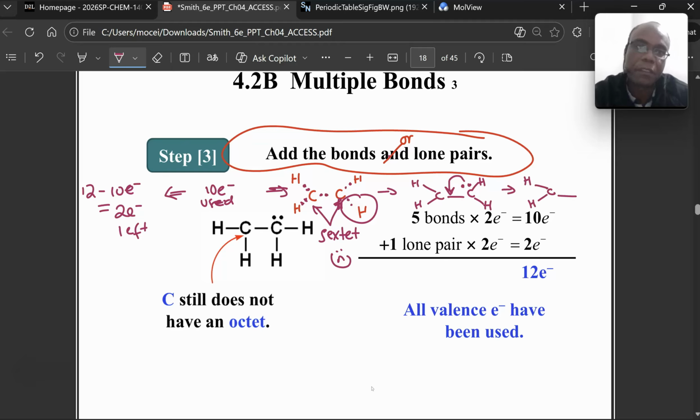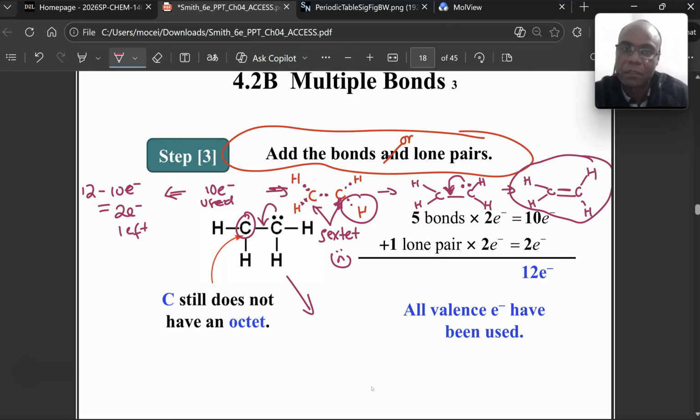When you share, you are making a bond, because 2 electrons drop down here, they make a bond. Each bond is 2 electrons, and that will be the structure. You share here because this carbon on the left was not an octet, it was a sextet. We share, and that will help us to get a double bond.